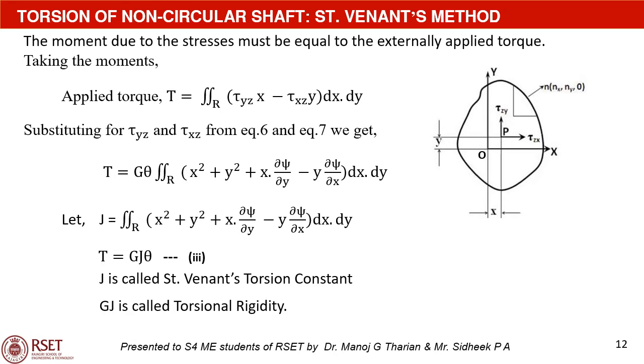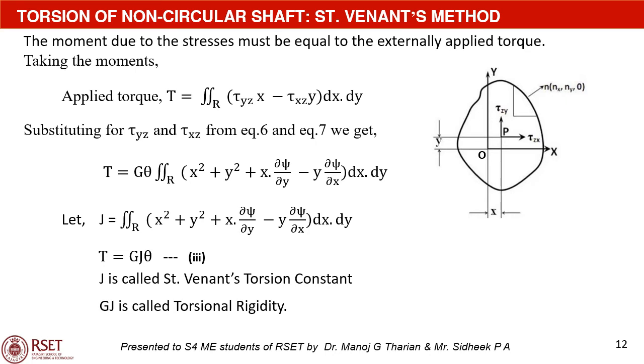Now, let the Saint-Venant's torsion constant be defined as J is equal to double integral over the region R of x square plus y square plus x into dou psi by dou y minus y into dou psi by dou x into dx dy. Substituting this expression in the expression for the applied torque, we get T equal to G into J into theta. In this expression, G into J is called torsional rigidity.